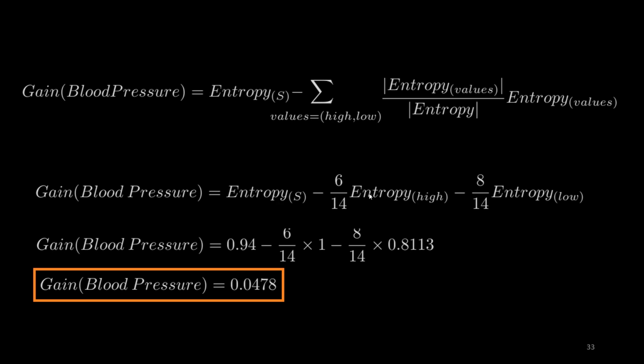The blood pressure feature has 2 values, high and low. The weight associated with high is 6/14, because the word high appears 6 times in the column of blood pressure. Low appears 8 times in the column of blood pressure. These 2 terms will give me the weighted average value of the entropy. This is the entropy of the dataset, or the entropy of the parent. If we subtract the entropy of the children from the entropy of the parent, we get 0.0478.